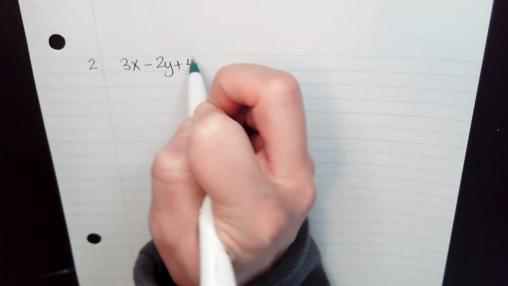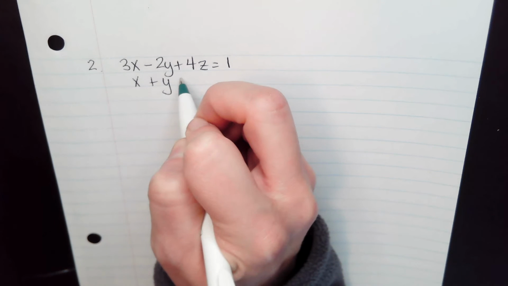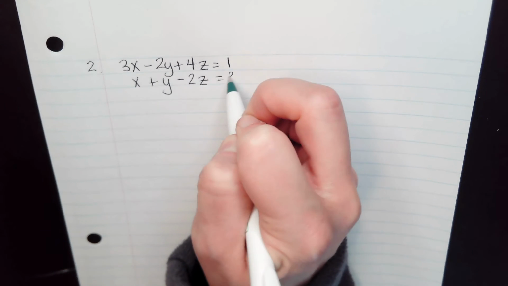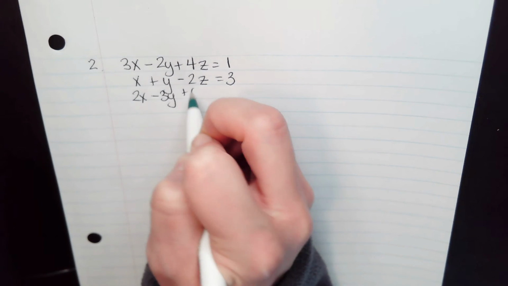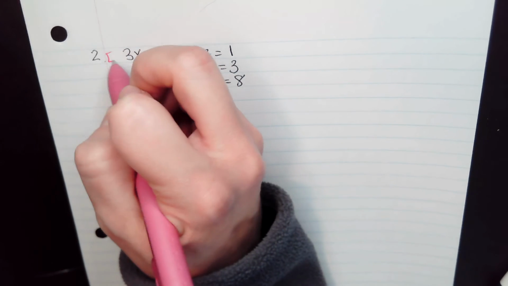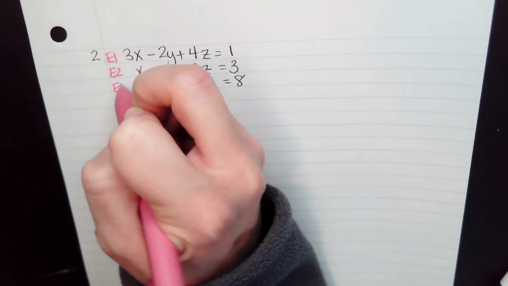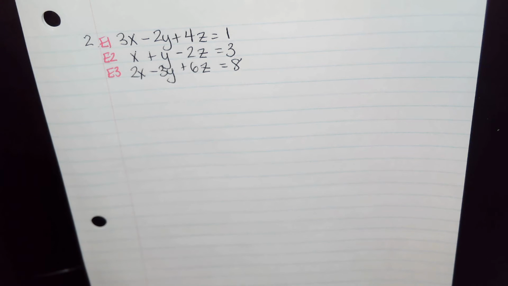Let's do one more of these together, and then you guys can work on some on your own. So this one is 3x minus 2y plus 4z equals 1, x plus y minus 2z equals 3, and 2x minus 3y plus 6z equals 8. Again, maybe helpful to label these. I would like you to label them so that you can label all of your work. So E1, E2, and E3.